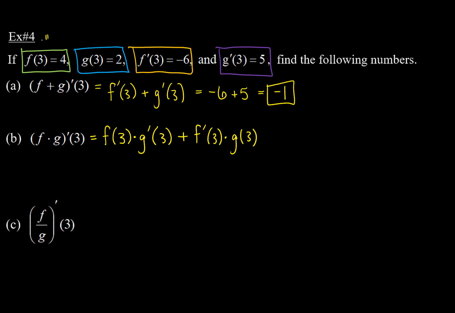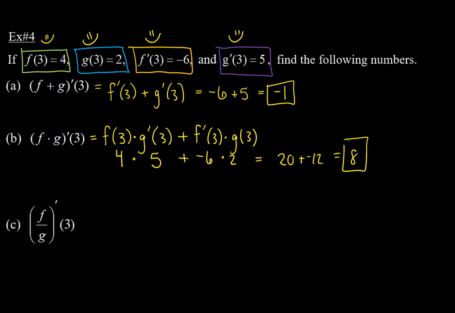So f of 3, that gives me 4. So that's what I'm going to use for that. For g prime of 3, that's going to give me 5. F prime of 3, that's negative 6. And g of 3 is going to give me 2. So this gives me 20 plus a negative 12. And I end up finding 8 as that derivative.